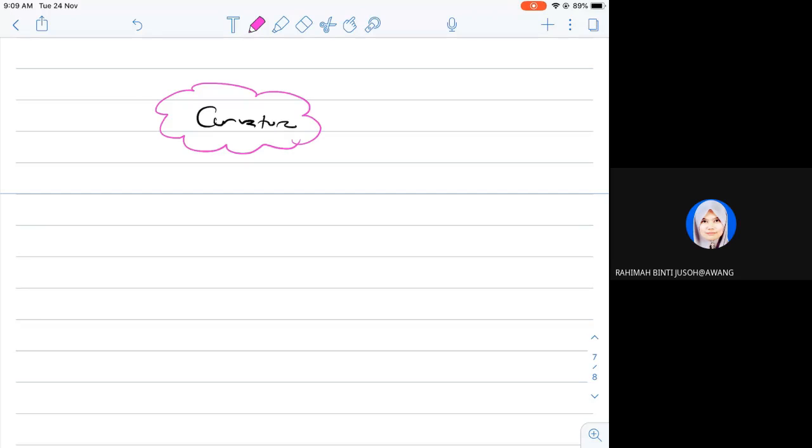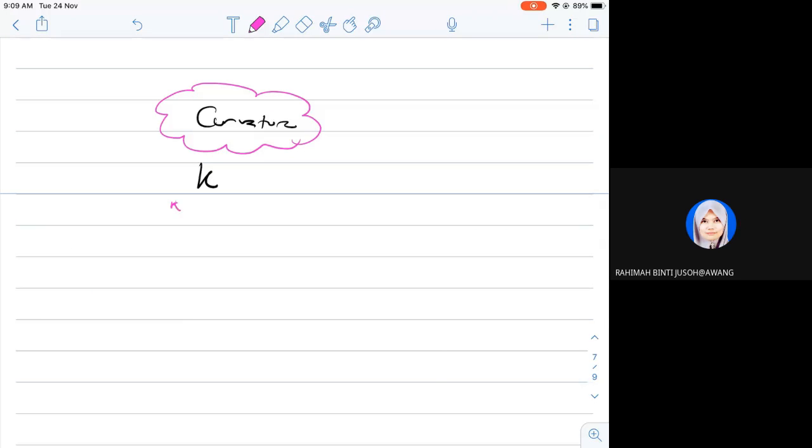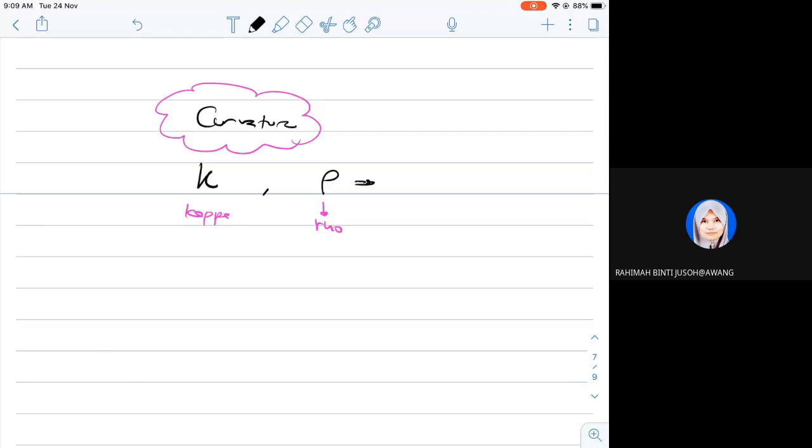Sejauh mana lengkungnya lengkung awak tu. So in mathematics, curvature is denoted as kappa. This is the notation for curvature, this is the Greek letter. We call this kappa. And then another thing that you should know in curvature is the rho. This is rho. This is actually the radius of curvature.